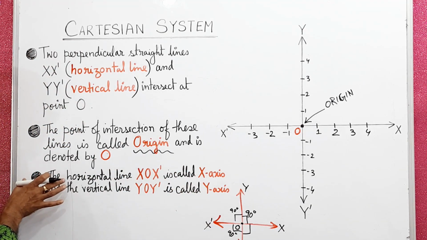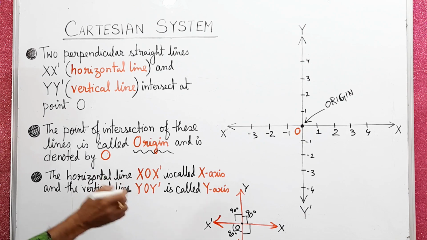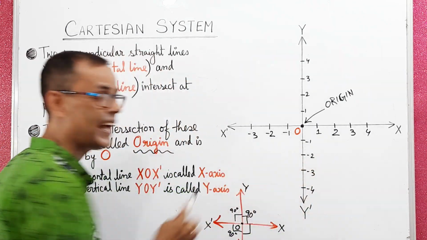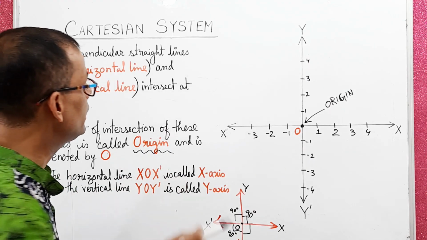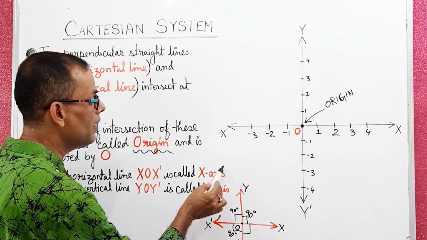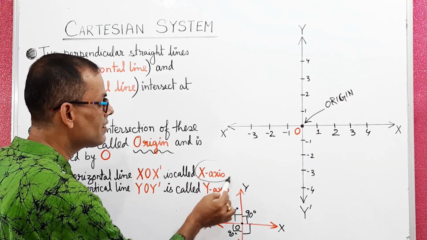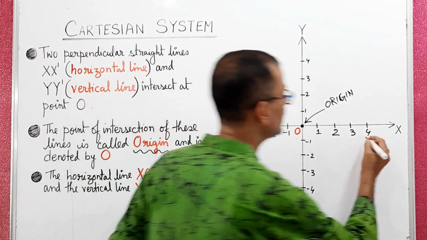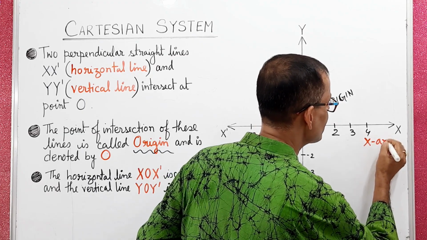Then the third one is the horizontal line, that means the sleeping line, that is X, O, X dash. In short, we have given it one name, and that name is X axis. That means this X, O, X dash is called the X axis.